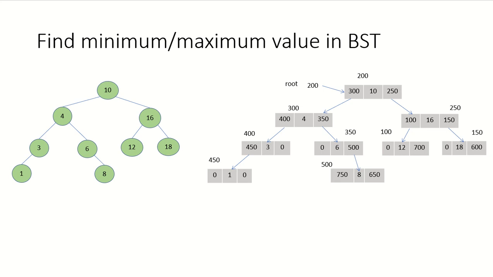Suppose we have to find the minimum or the maximum value in a binary search tree. By property, we know that in a binary search tree, if this is the root node, all values in the left subtree would be less than the value at the root node. And all data values in the right subtree would be greater than the data at the root node. So this is the property that we are going to exploit to find the minimum or the maximum value in the binary search tree.